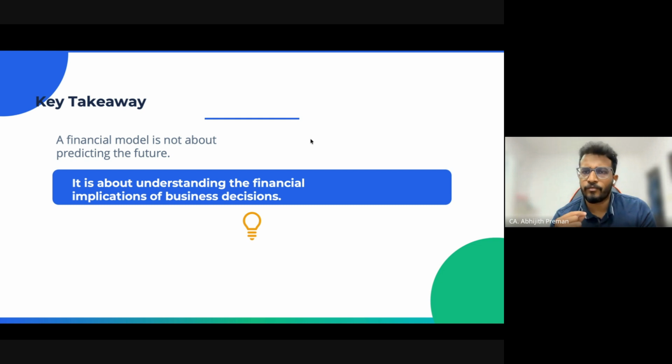So it's all about what is the impact of one financial decision that you take.